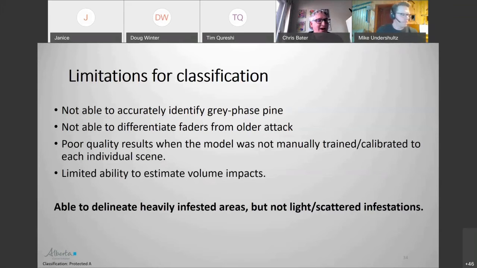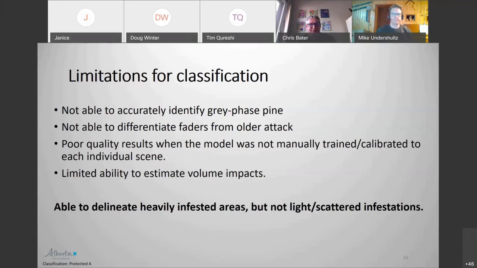Right, so we were not able to separate gray attack and red attack, but correct me if I'm wrong, Mike, there wasn't a lot of gray attack in that area anyways. Correct. Right. And then Mike's going to talk about this later, there's the question of faders versus previous mortality. These red trees are on the landscape for 2, 3, 4, 5 years before they're gray attack. So how do you differentiate new faders from previous years' mortality?